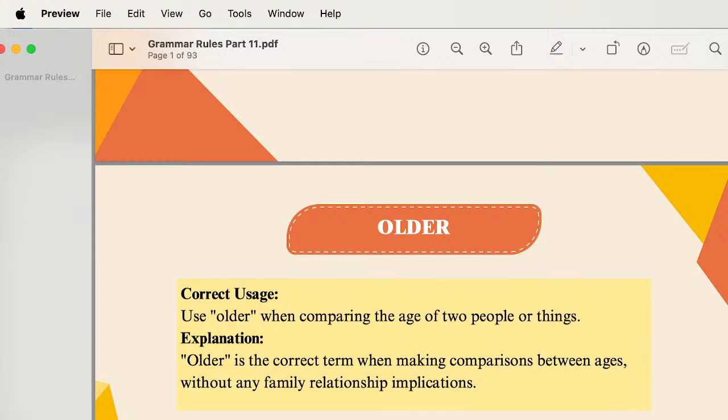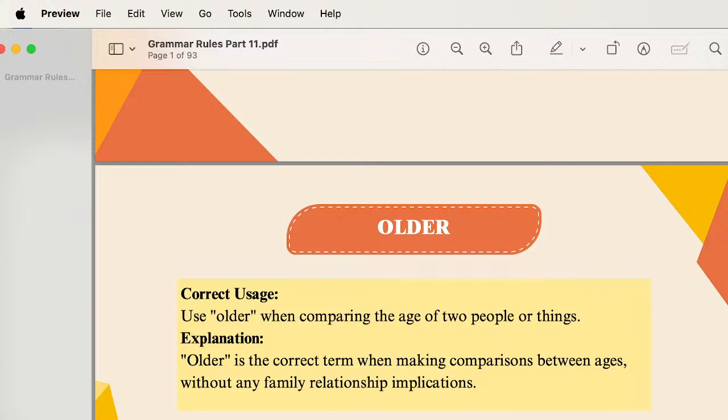Older is used when you are comparing the age of two people or things. Why two? Because this is the comparative degree, and in the comparative degree you usually use the comparative form of the word, which is older. So older is used for comparing the age of two people. It is the comparative form of the word old. This is very important.